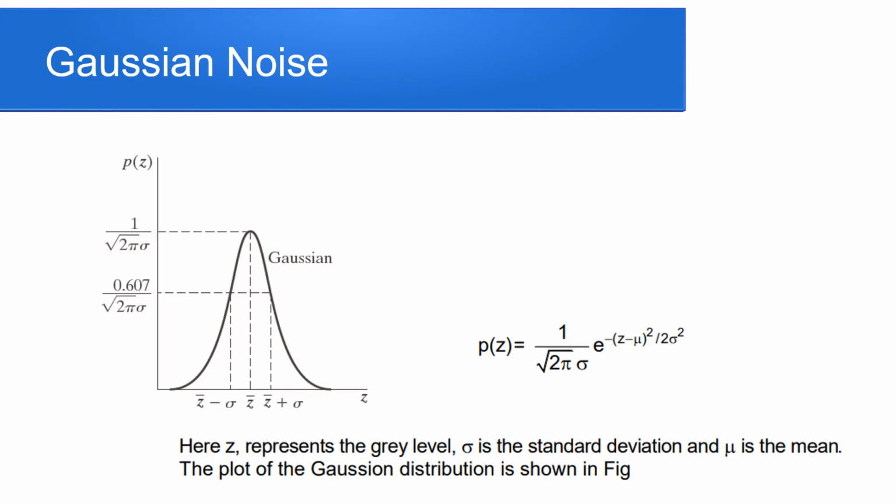The PDF, that is probability density function, for the Gaussian distribution is given here. P of z equals 1 upon square root of 2 pi sigma, e raised to minus (z minus mu) the whole square upon 2 sigma square. Here sigma is the standard deviation of the noise and mu is the mean.